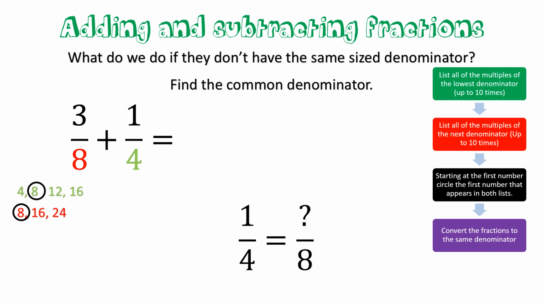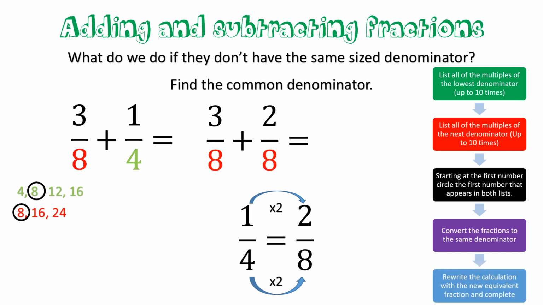Now the rule of finding equivalent fractions is whatever you do to the top, you always do to the bottom, or vice versa. So in this case, I'm thinking, what have I done to get from 4 to 8? Well, I've times it by 2. So whatever I do to the top, I always do to the bottom, or vice versa. So I do 1 times 2, which is 2. I now have 3/8 plus 2/8. Well, my denominator stays as 8, but 3 plus 2 equals 5. So I know the answer to 3/8 plus 1/4 is 5/8.